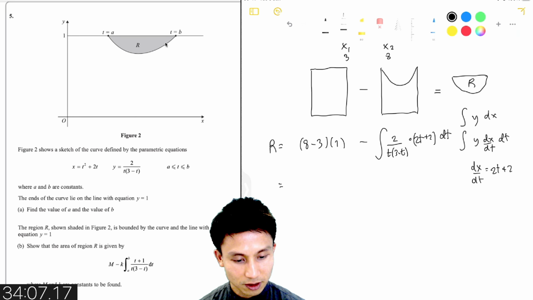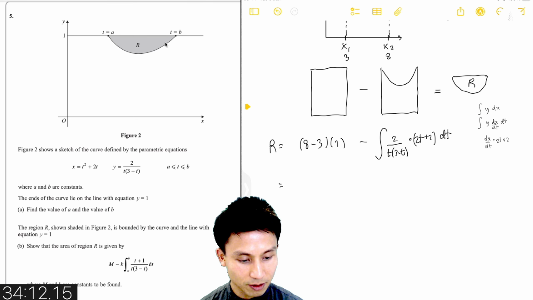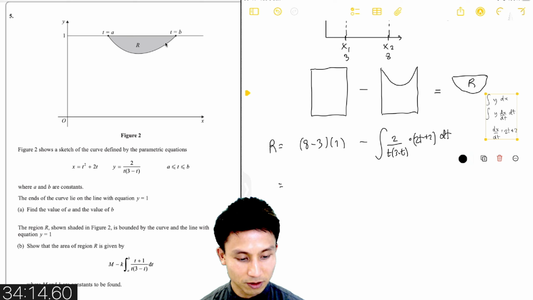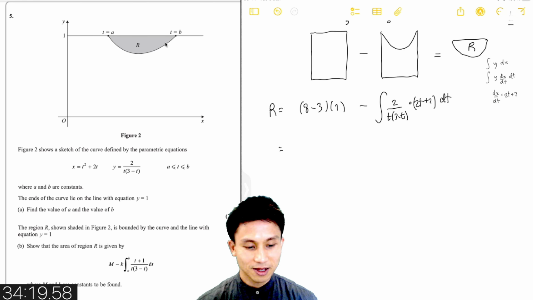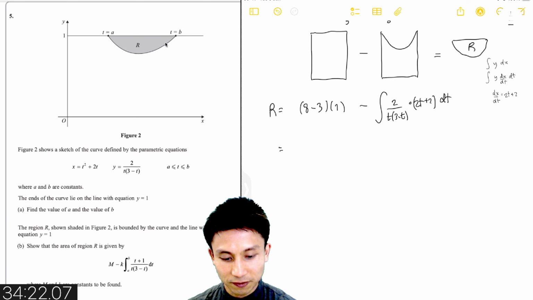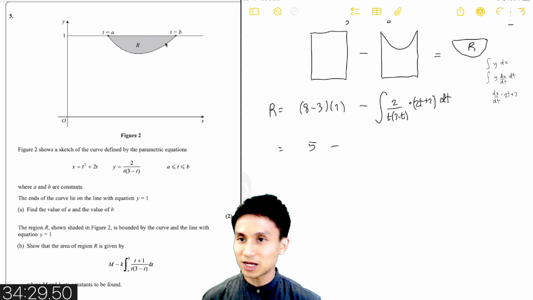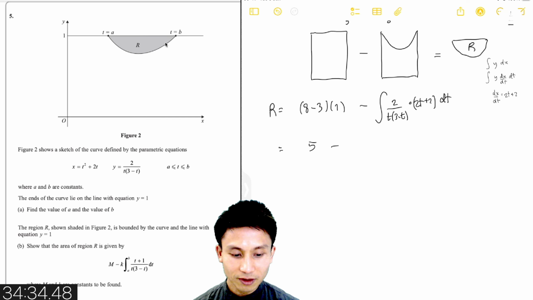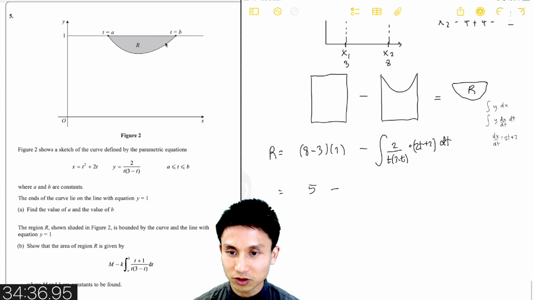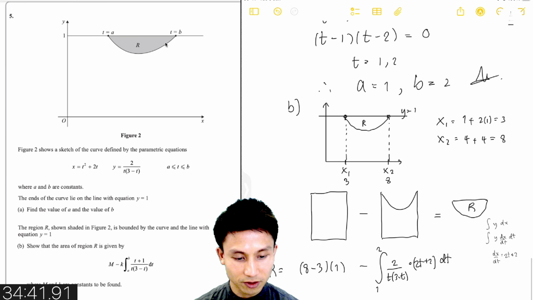Let me just put this aside because I don't want my marker, I mean the person who marks the paper later on, to be confused. All right. Okay. So this is just 5 then, minus. We're going to put the right bounds to this as well. And that seems to be just t from A to B, basically. Right? Just from A to B. So the bounds will be 1 to 2, right? There you go.